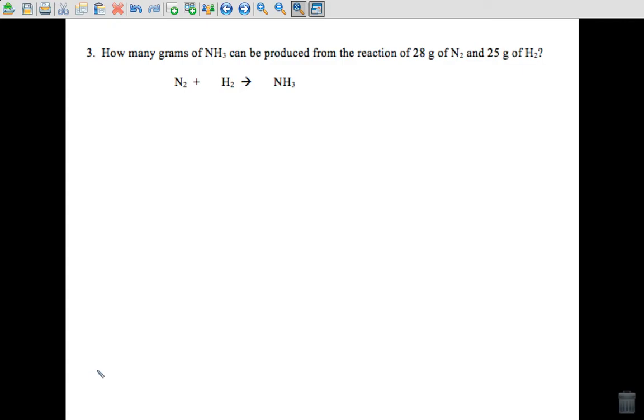We're going to go to number 3. Again, you must always start with a balanced equation. So we're 1 plus 3 plus 2 here. This is a more classic limiting problem that you're going to most likely see. This is more common. It says how many grams of NH3, so I'm going to make note of that, are produced from the reaction if you have 28 grams of N2 and 25 grams of H2.